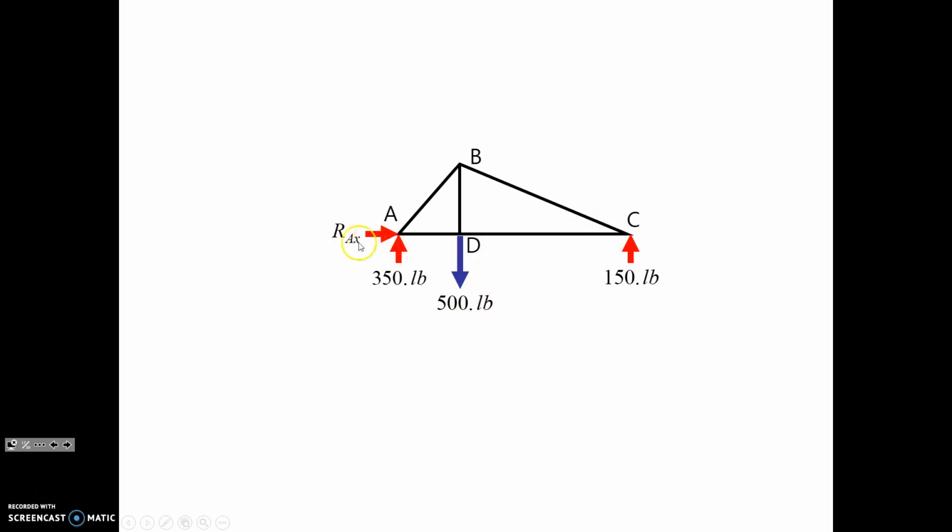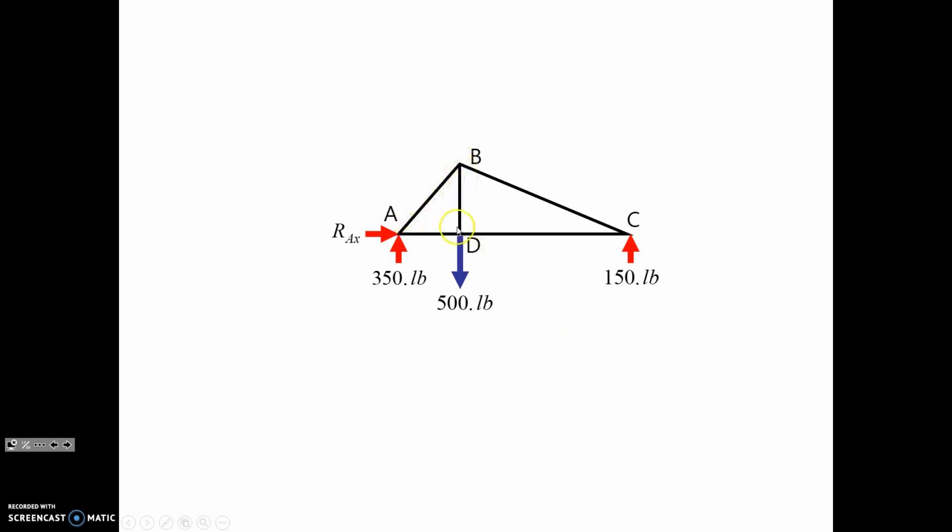So the bridge is neither going up nor down. RAX, on the other hand, the reactionary force at point A in the x direction, has no other component, so that means it's 0. So now we've got RAX, we've got RAY, and we've got the reactionary force at point C in the y direction, so RCY.